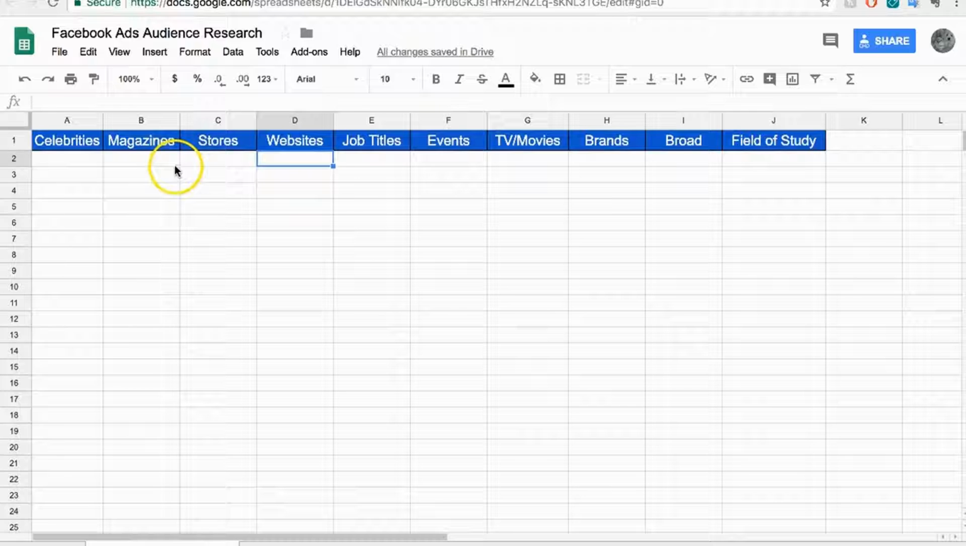Basically, this is super important. I made it for you so you are not lost, and so you have a central repository of everything that you're going to research. I'm going to show you step by step how you need to do the research. So now, why do we need to research the Facebook audience?